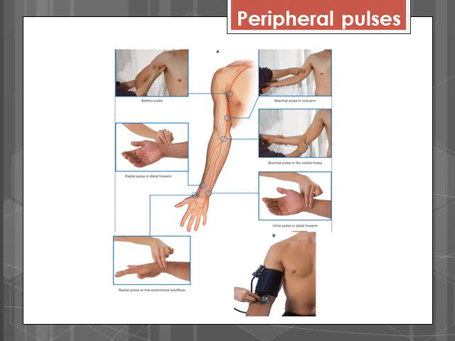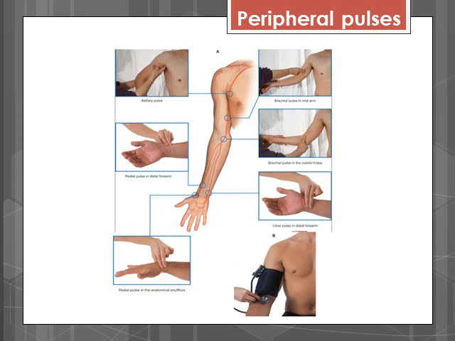Peripheral pulses can be felt at 6 locations in the upper limb. One site for the axillary artery, 2 sites for the brachial artery, 2 sites for the radial artery, and 1 site for the ulnar artery. Axillary pulse can be felt in the axilla against the shaft of the humerus. After abducting the arm, we can feel the axillary pulse at the lower lateral wall of the axilla.